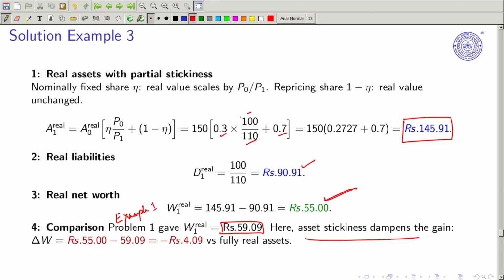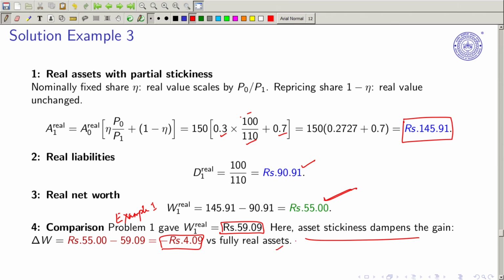So which means that if you have asset stickiness, then as a borrower it basically does not help, it basically reduces the chances, right? So delta W is equal to what? 55 minus 59.9, so it is almost rupees 4.09 less versus the fully repriced asset. So this is what it implies here.